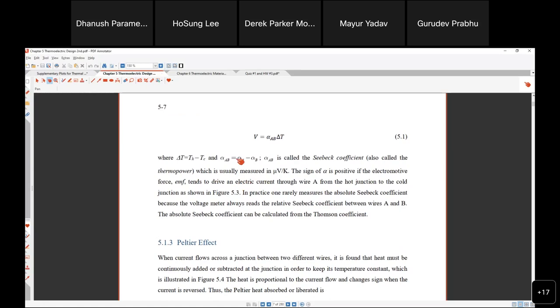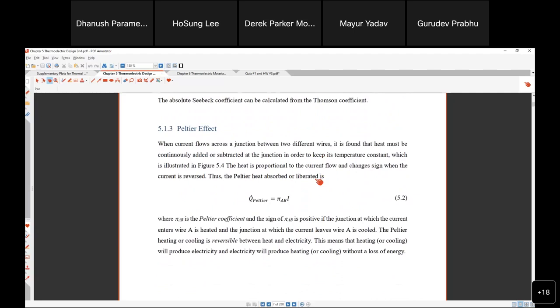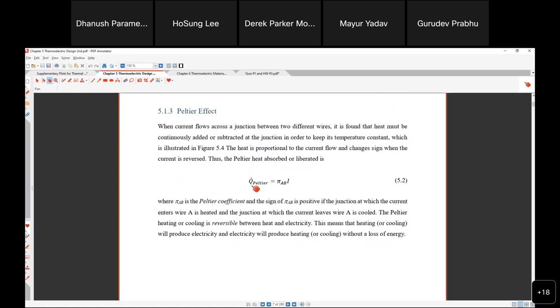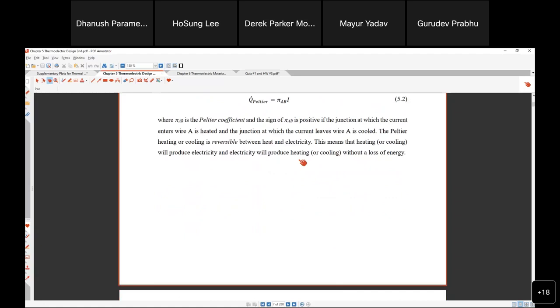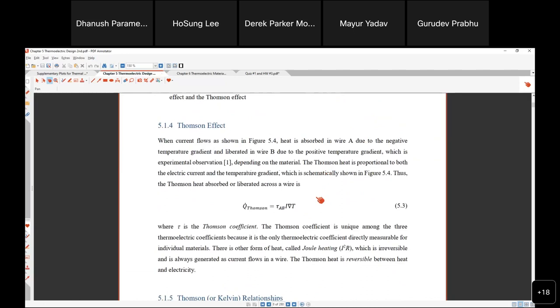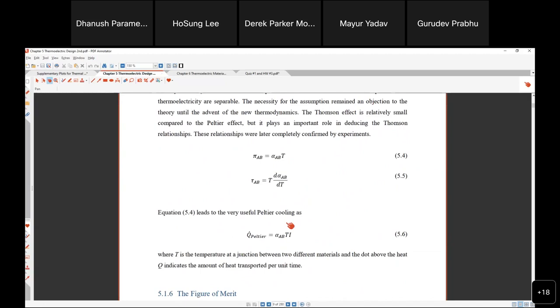So that's the voltage, and also if there's a current, there is a heat flow. That's Peltier cooling or heating, it depends on. So the coefficient is the Thomson. Actually figure out the coefficient, Thomson. Look at that. So the Peltier became again Seebeck temperature because of the coefficient. This is tough work.